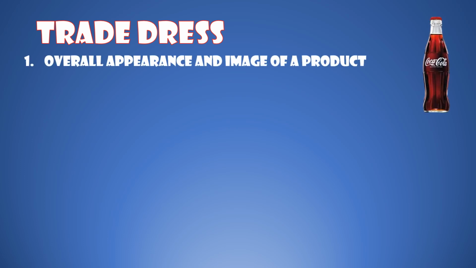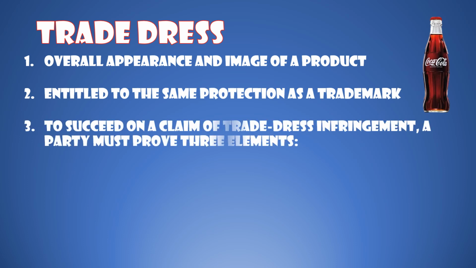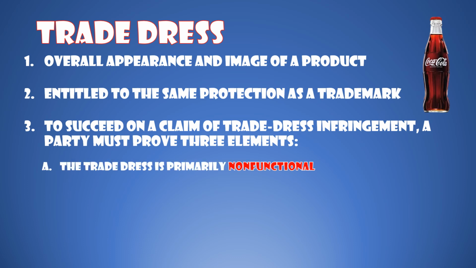Next, we have trade dress. Trade dress relates to the overall appearance and image of a product. Trade dress is entitled to the same protections as a trademark. Now, to succeed in a claim of trade dress infringement, a party must prove three elements. First, the trade dress is primarily non-functional. That means that it's just a design to make the product look different, but it has no practical application, generally speaking.